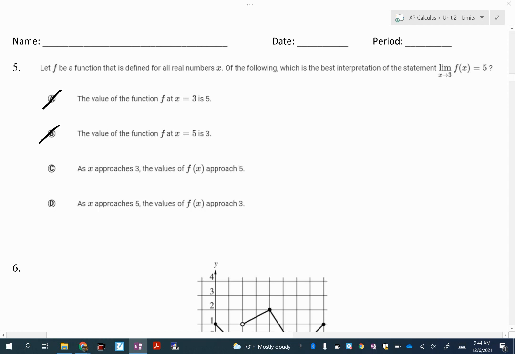This one is kind of just going backwards of part A. So it really comes down to C and D. And as you know, we read this as the limit as x approaches 3, the value of f of x approaches 5. All right, so 5 is C.